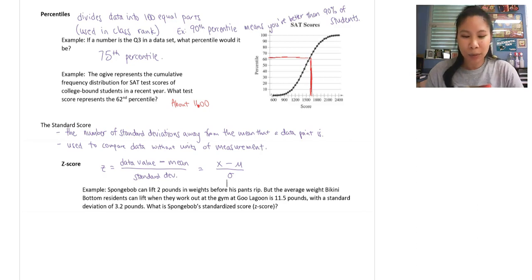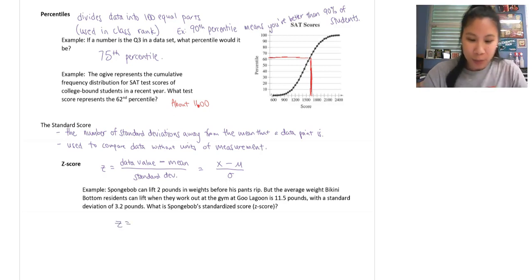If we do an example, we've got SpongeBob can lift 2 pounds in weights before his pants rip. So if you remember this episode, it's a good one. There's a great song with it. But the average weight Bikini Bottom residents can lift when they work out at the gym at Goo Lagoon is 11.5 pounds. So obviously SpongeBob is not the strongest. And then there's a standard deviation of 3.2 pounds. What is SpongeBob's standardized score, or his z-score?